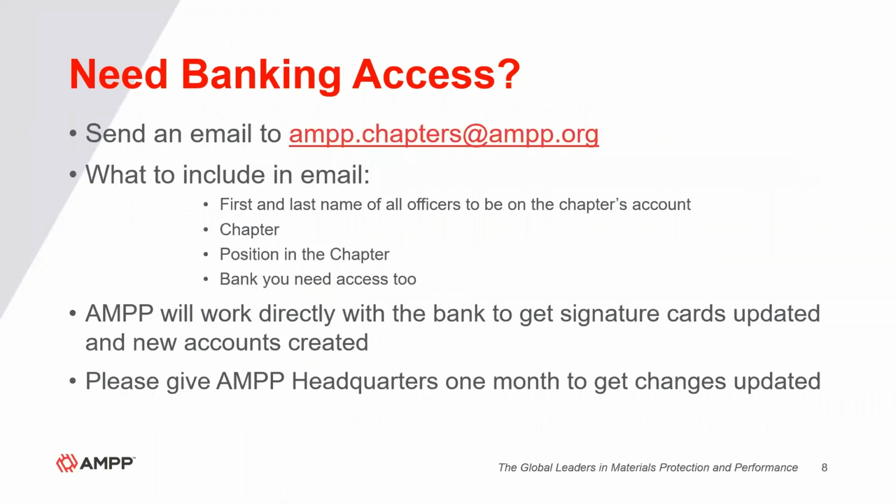If you're looking to get access to your bank, the best way to obtain that access is to send us an email to amp.chapters@amp.org. What to include in that email: we're looking for the first and last name of all officers that need to be on the chapter's accounts, the chapter that you are attached to, the position you hold in the chapter, and then what bank you need access to.